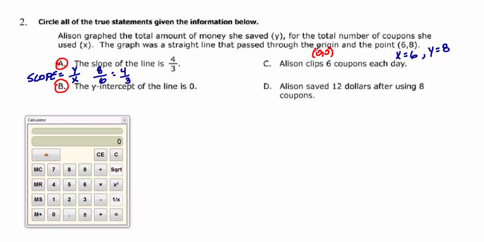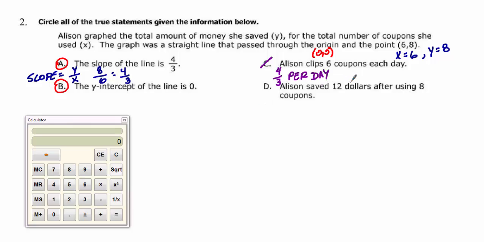The y-intercept of the line is 0. Absolutely true. We said it goes through the origin. Allison clips 6 coupons per day. Not true. False statement. She clips 4/3 per day. Remember, the slope is always the per day.